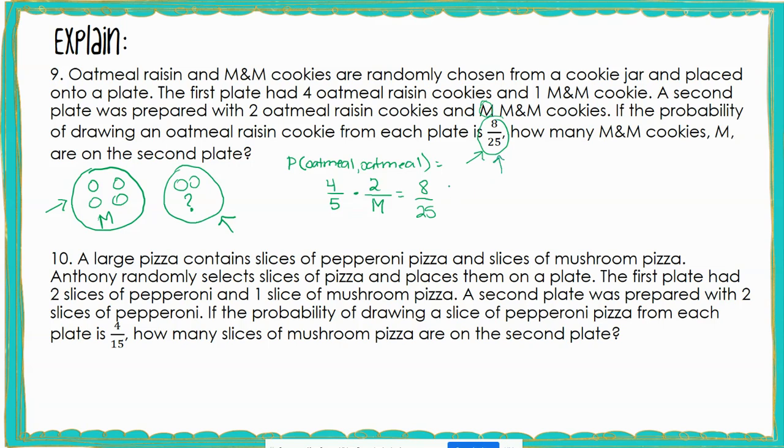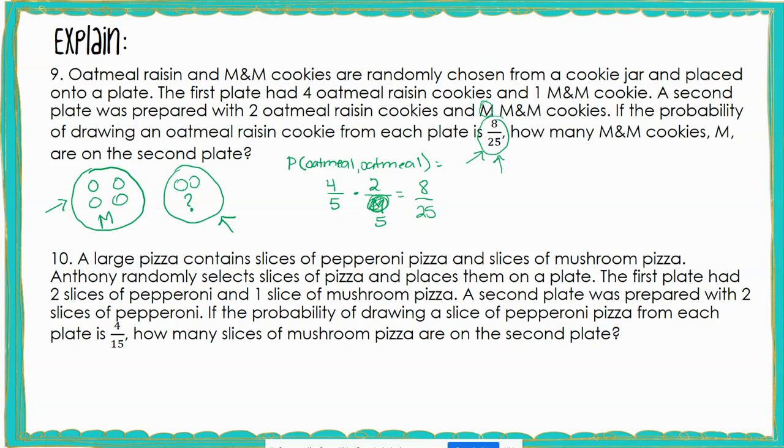Well, let's look at this. If I multiply 4 times 2, that's going to give me 8. And then if I multiply 5 times something, that's going to give me 25. Well, 5 times what gives me 25? I know that 5 times 5 gives me 25, so the missing number in this fraction is 5. Well, this means that 2 oatmeal cookies are on my second plate out of 5 total cookies. Now we have to be careful. That does not mean that there are 5 M&M cookies. That means that there are 5 total cookies.